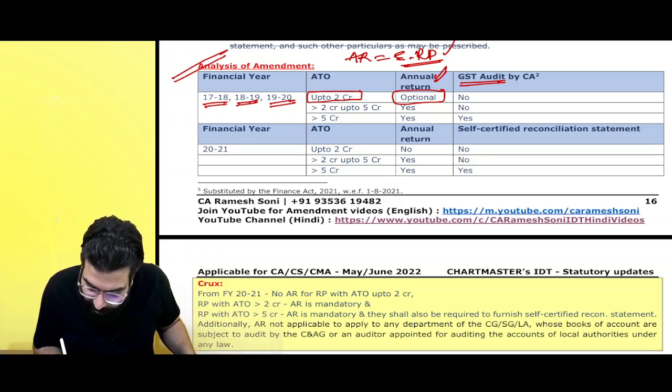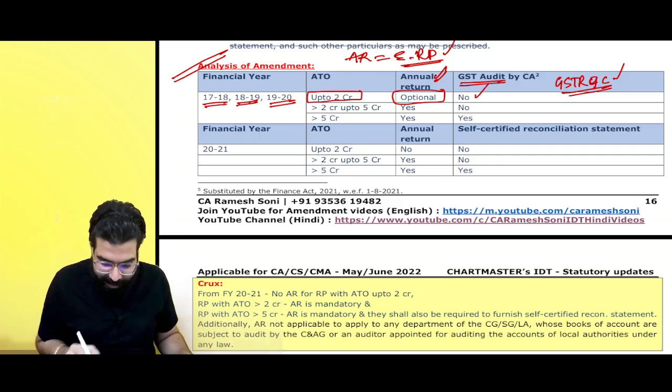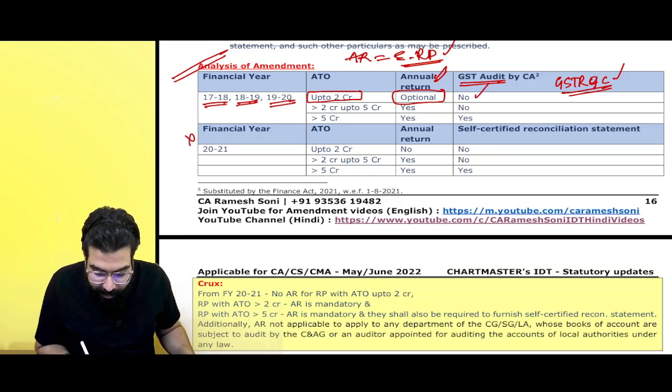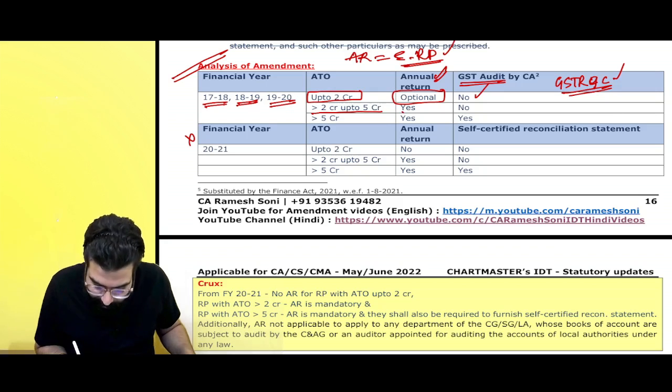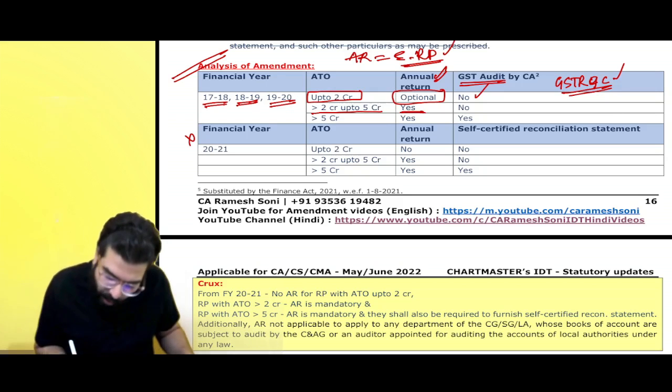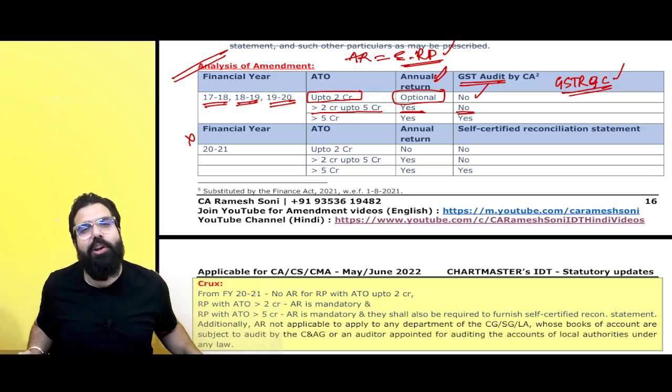When you get a GST audit done, you have to give a GSTR 9C, one reconciliation statement had to be submitted by you. That is also not required. Earlier also it was not required. I'll tell you the amendment later. If your turnover is greater than 2 crore up to 5 crore, annual return was required, audit was not required up to 5 crore. They had exempted people. Actually, audit was required if your turnover is greater than 2 crore.